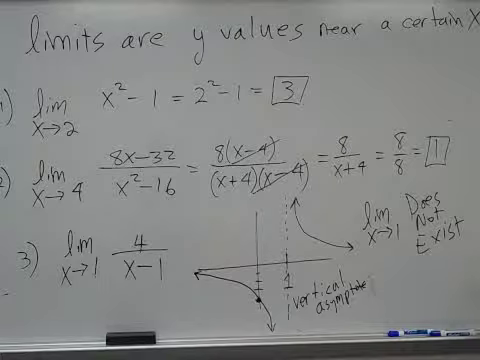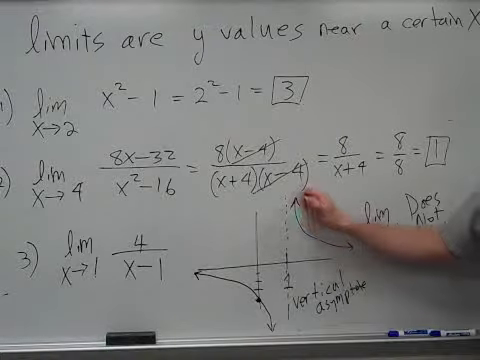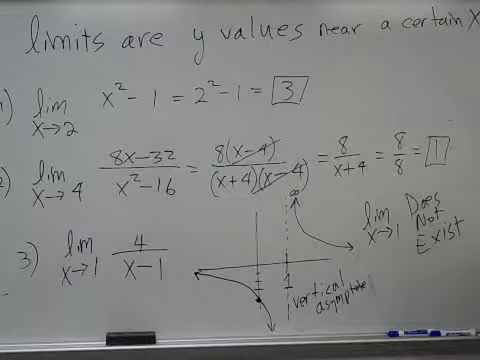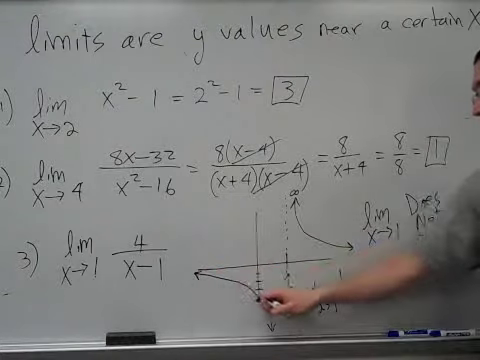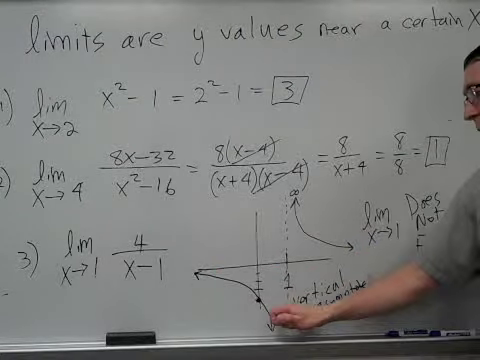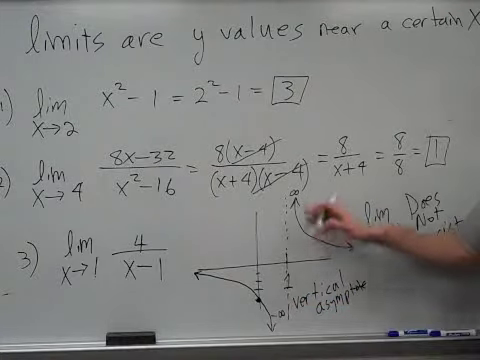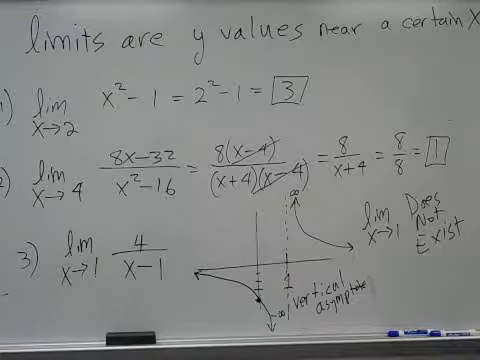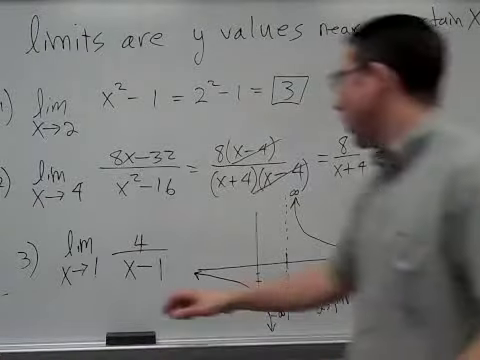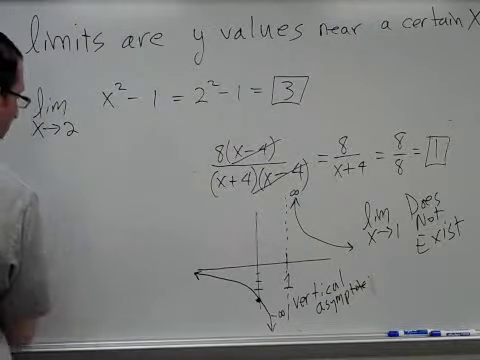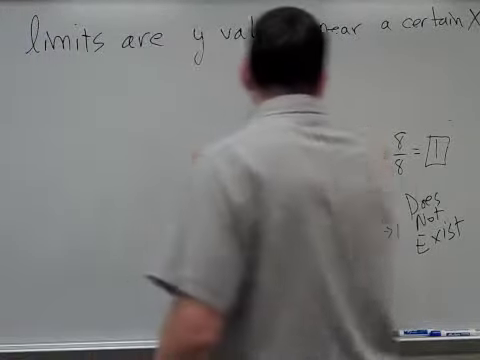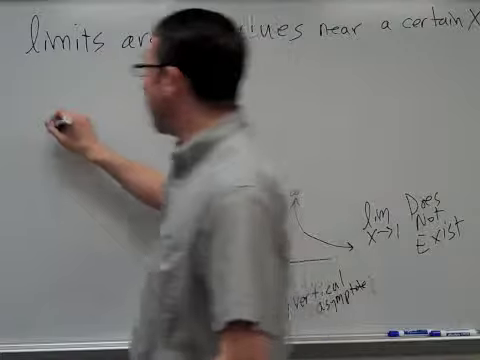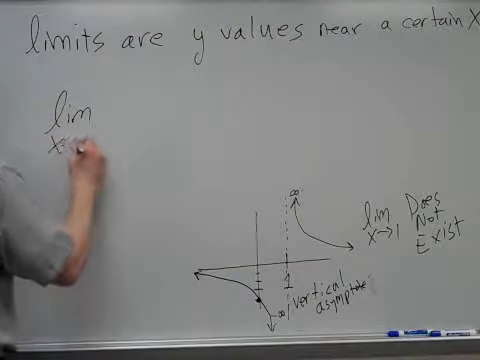It does not exist because as you're coming in from the right-hand side, as you get closer to 1 from the right-hand side, the y value is heading towards infinity. As you're coming closer to 1 from the left-hand side, you're heading towards negative infinity. And anytime you see infinity involved in a limit question, automatically the limit does not exist. So another way to write all that is to talk about left-hand and right-hand limits. So the overall limit does not exist. But there still is a left-hand limit that exists and a right-hand limit.